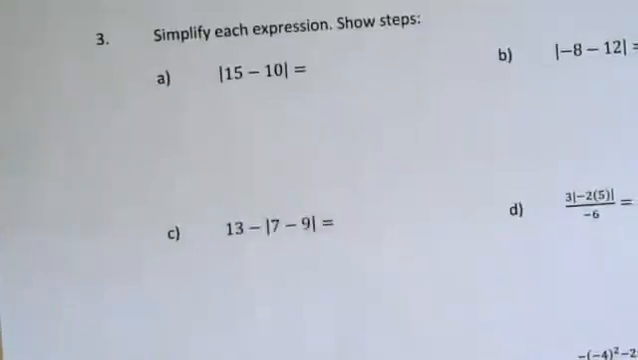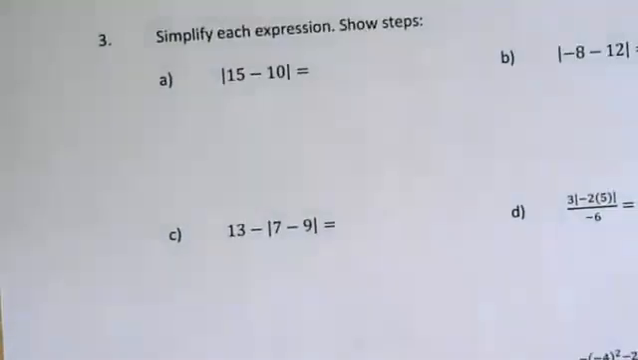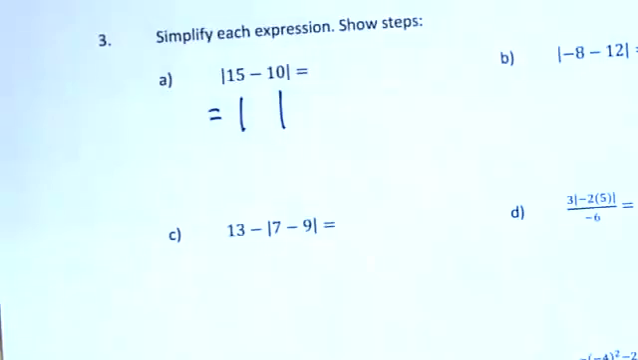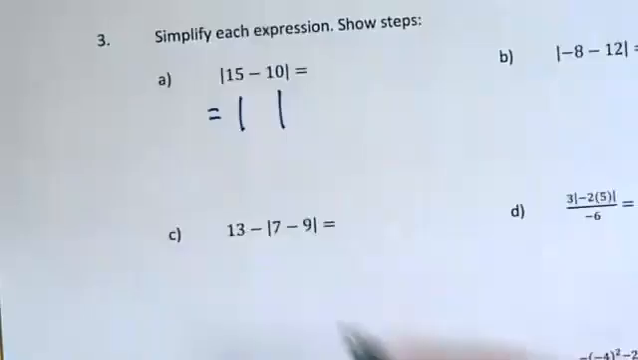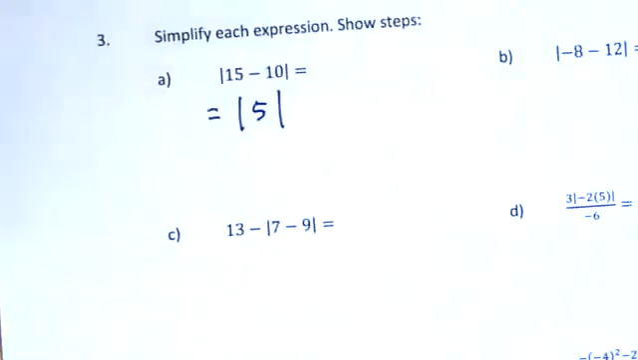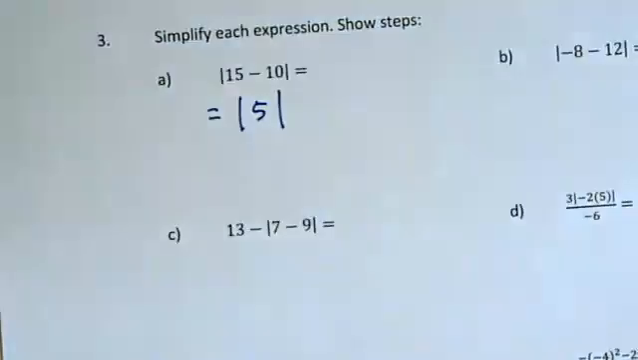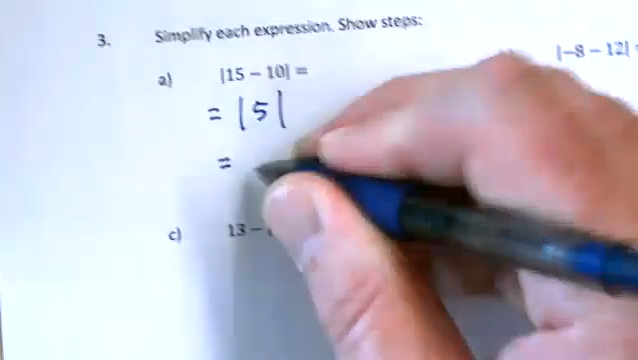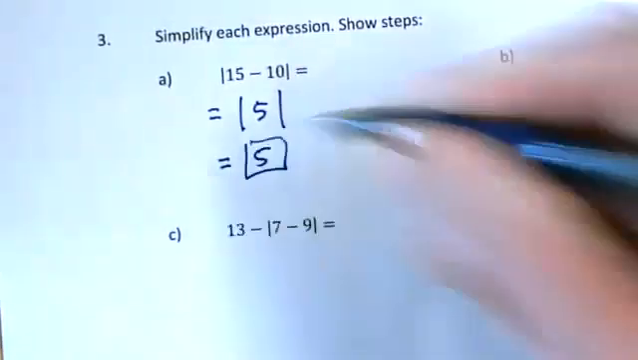All right, this first one has an absolute value. So we always want to take care of the inside of the absolute value first. So I'll leave the absolute value on it, and I'll do what's inside. It says 15 minus 10. I know that that's 5. After we get it down to a single number, then we will take the absolute value. The absolute value of 5 is 5, and that's our final answer there.